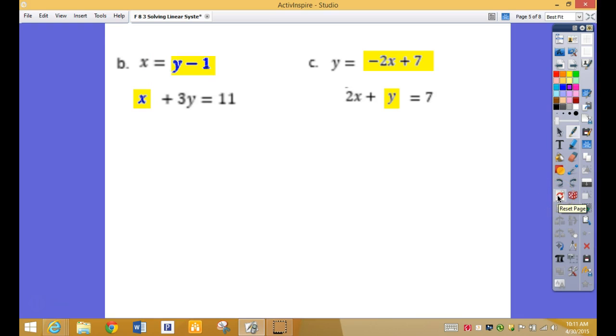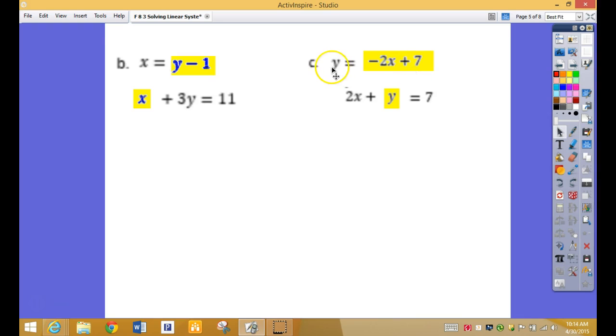I'm going to give you a couple minutes to try to solve this one and hold up on your boards what you come up with. Example C. So did we end up with an ordered pair for this one? No, you did not.